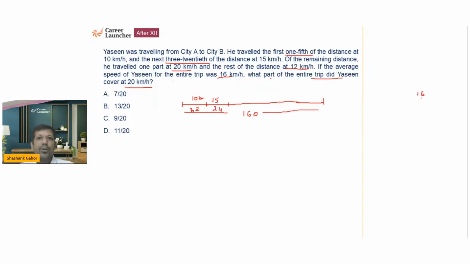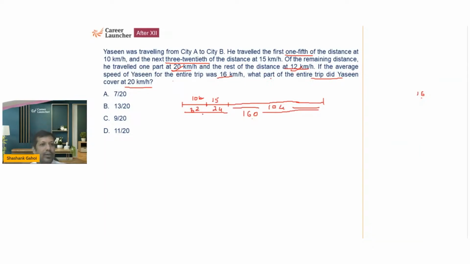Of the remaining distance. So remaining distance is how much? This is going to be 56. So remaining distance is going to be how much? It is going to be 104 kilometers. Some he is traveling with a speed of 20, remaining he is traveling with a speed of 12. Now the question is saying what part of the entire journey he has traveled with a speed of 20.